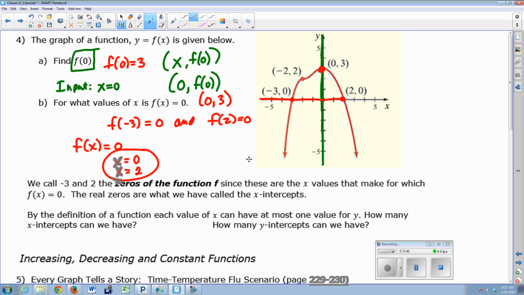Yes, thank you. I made a mistake. Negative 3 and 2. Thank you. So at negative 3, the value of your function is 0, and at 2, the value of your function is 0.